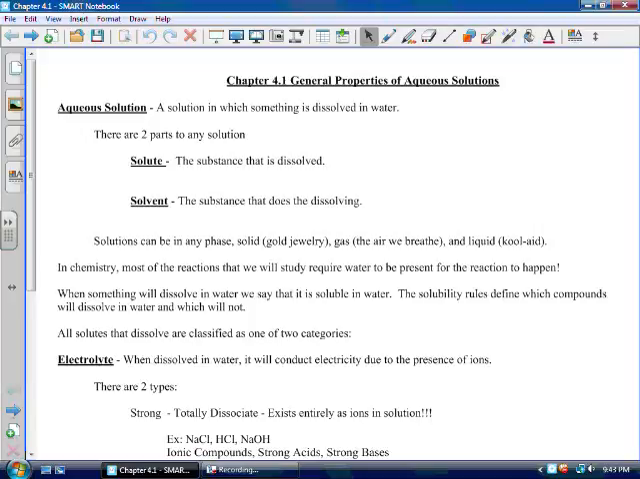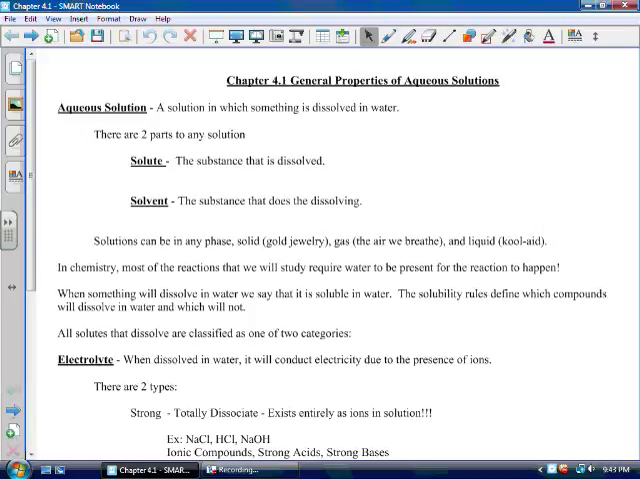Now, when things dissolve in water, ionic compounds in particular, molecular compounds, let me clarify those two terms again as a review. Ionic compounds, as you remember, are a metal and a nonmetal, or a metal and a polyatomic ion. Molecular compounds are compounds that are two or more nonmetals joined together. And then acids, we know, are hydrogens and something else.